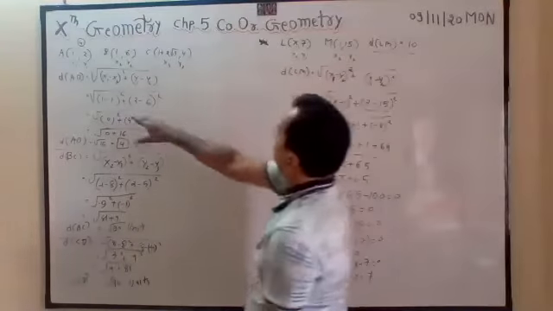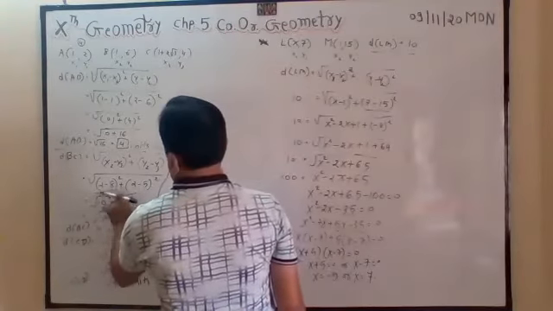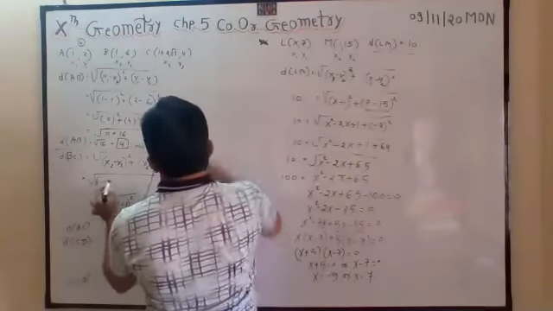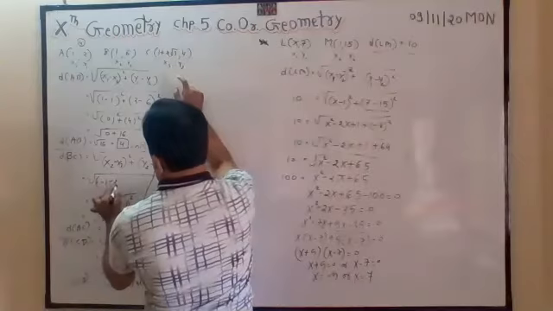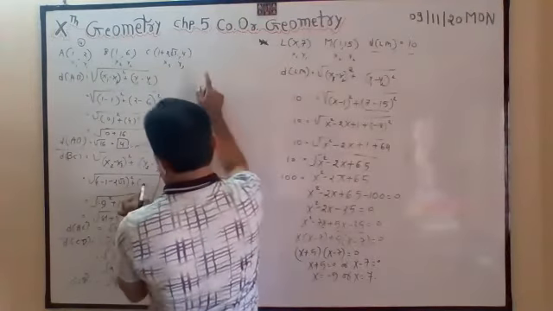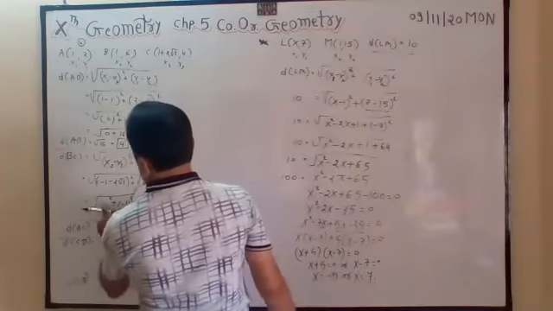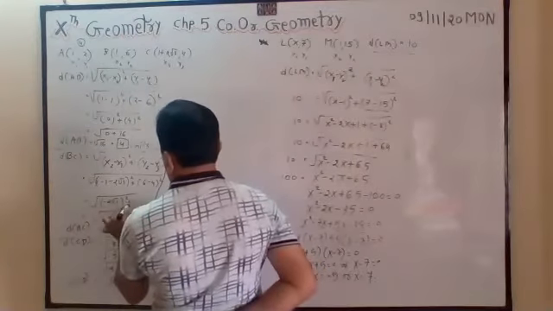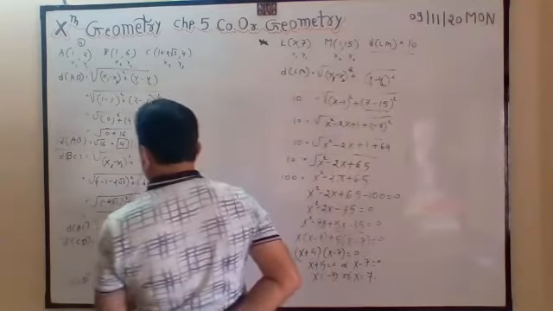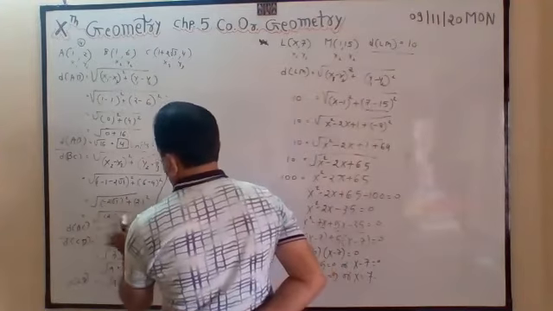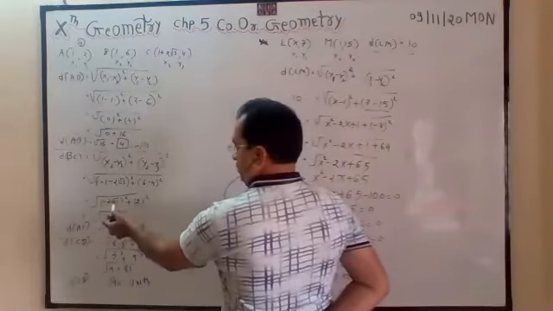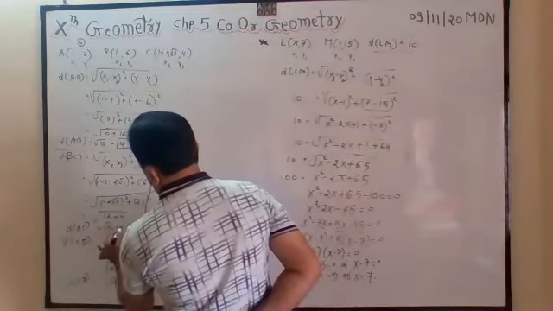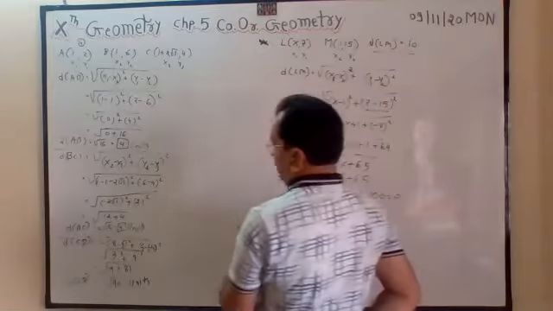So AB, I got 4 by the distance formula. Now BC will be more. 1 minus 1 minus 2 root 3, 6 minus 4. 1 cancels, so minus 2 root 3 square plus 2 square: 4 times 3 is 12, plus 4, root 16 is equal to 4. Second answer also 4. Third answer also we will get 4.